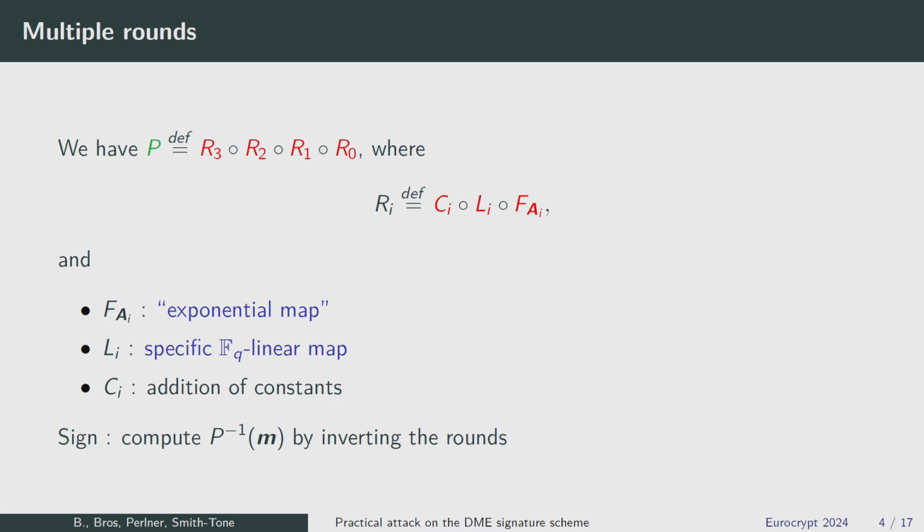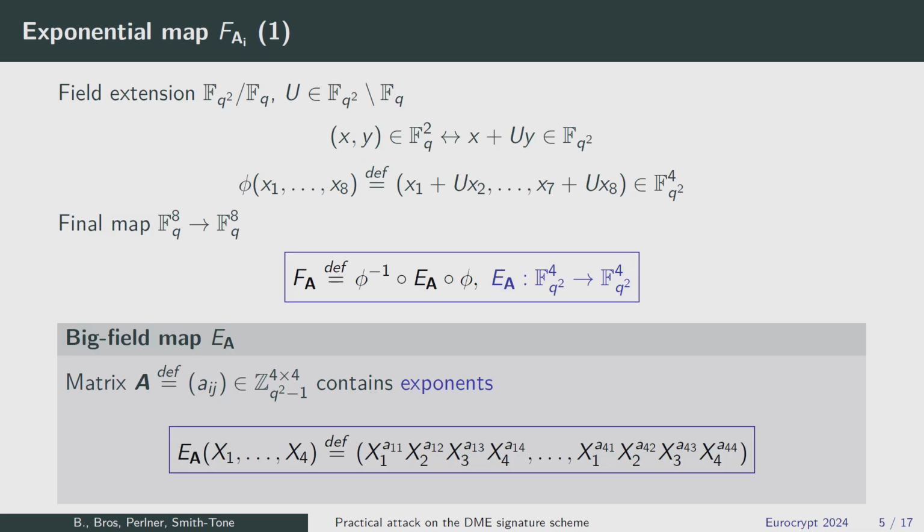And finally, an addition of constant. So all these components are private for all my rounds, but if I know them, I can easily invert my public key to compute signatures. So the exponential map works over FQ squared, a degree 2 extension field.